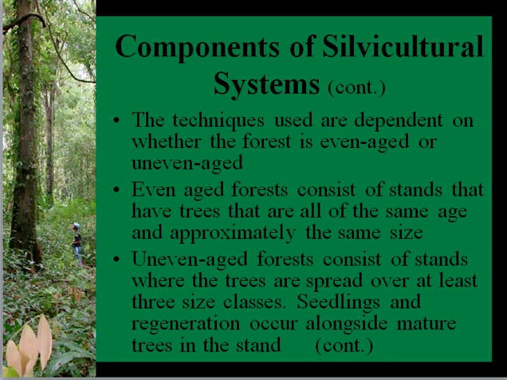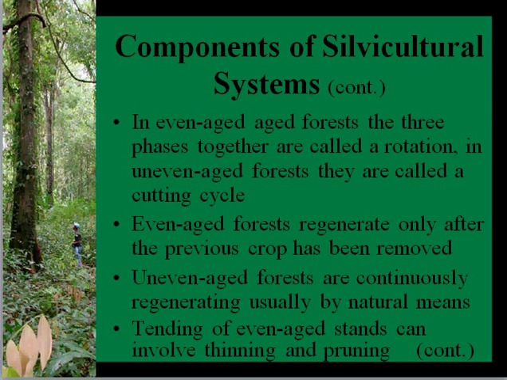In even-aged forests, there are 3 phases of silviculture: the regeneration, tending and harvesting, and together they're called a rotation. In an uneven-aged forest, these different phases are called a cutting cycle. Even-aged forests regenerate only after the previous crop has been removed. So only when the forest has been clear-felled and all the individuals have been removed in an even-aged forest can that forest be planted once again with seedlings.